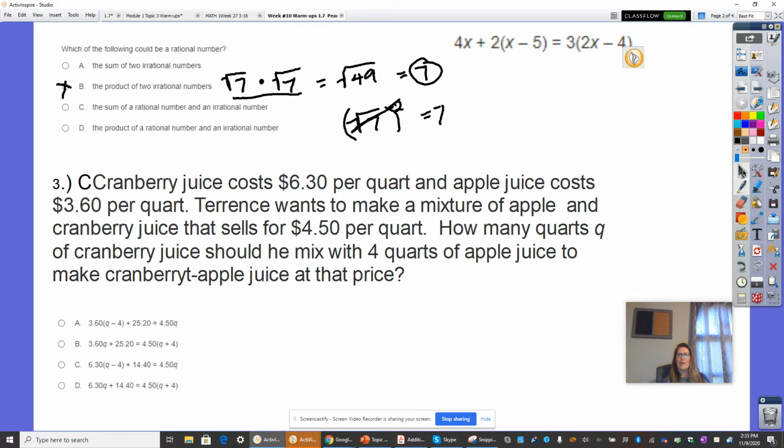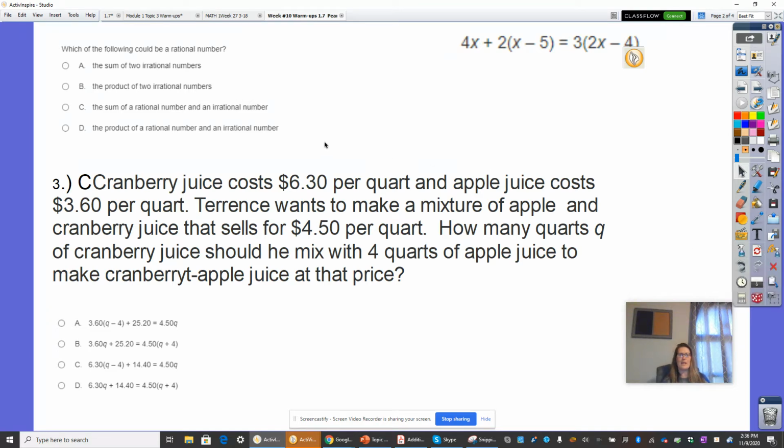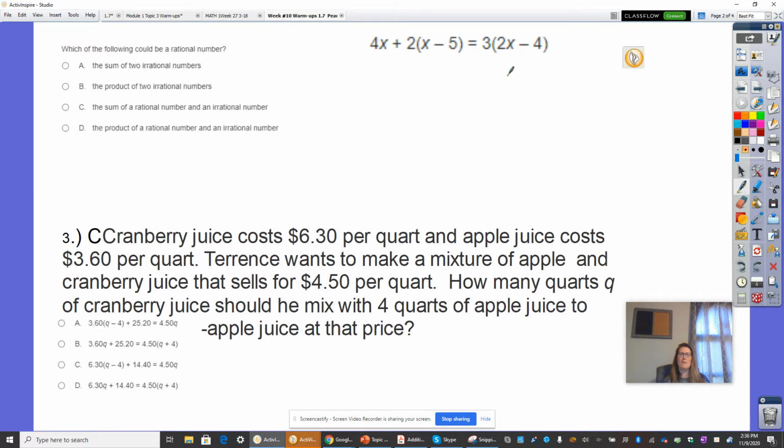All right, question number 2 is solving this equation problem, and I want you to think about the steps that we take to solve an equation. Don't call me after midnight. The D for don't call me after midnight stands for distributive property. So I am going to distribute across, and I get 4x plus 2x minus 10. And on this side, I get 6x minus 12 when I distribute that across.